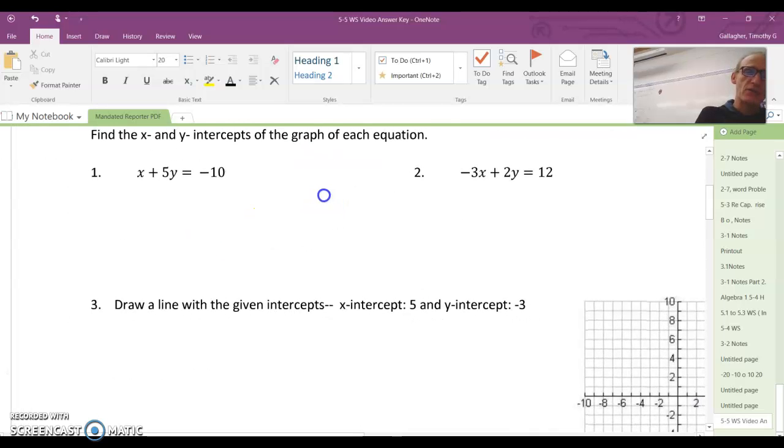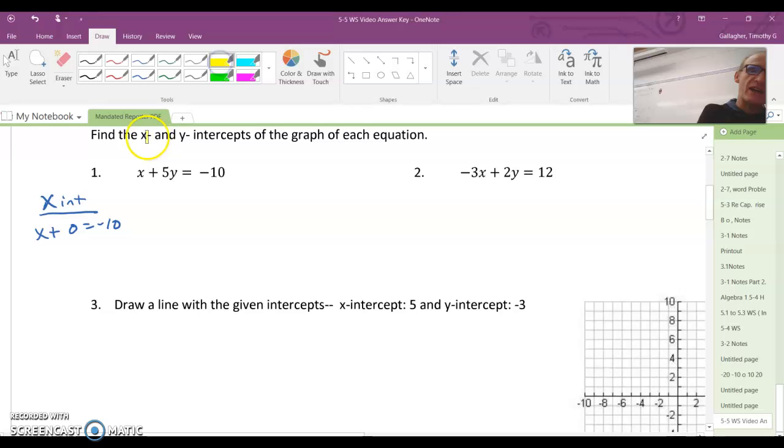Okay, so you have to find the x-intercept, and I'm going to organize it like this. I write x plus 0 equals negative 10, because for the x-intercept the y term turns to 0, because on the x-axis y equals 0. So here the x-intercept is negative 10, so that ordered pair is negative 10, 0.